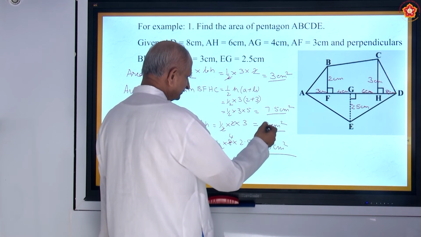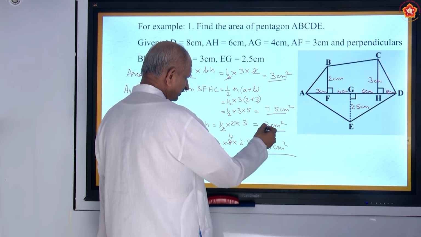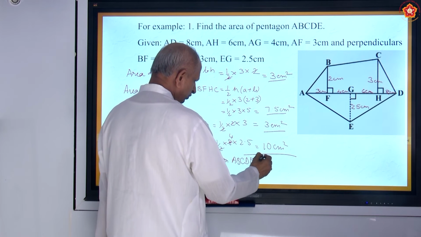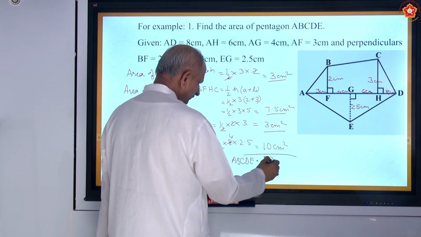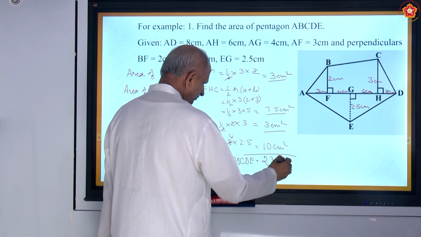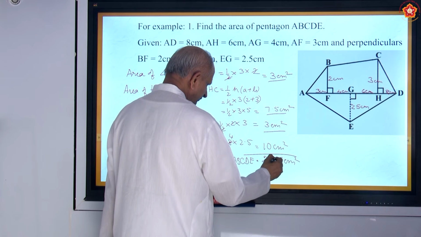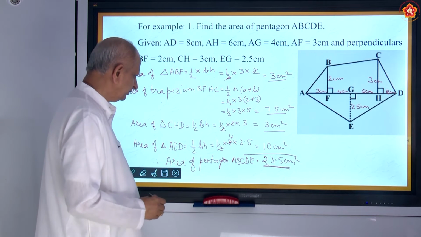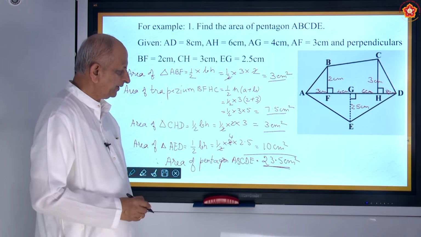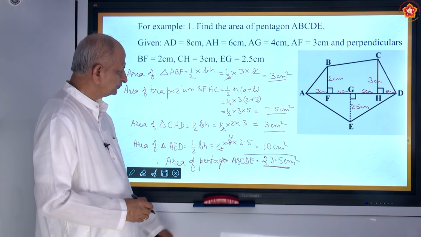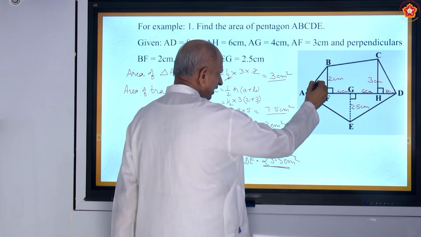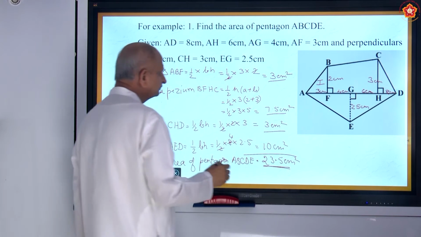So add all this. 10 plus 3, 13, 16 plus 7.5, 23.5 centimeter square. So the area of the pentagon is equal to 23.5 centimeter square. So first, what have you done? First you find the area of this triangle number 1.